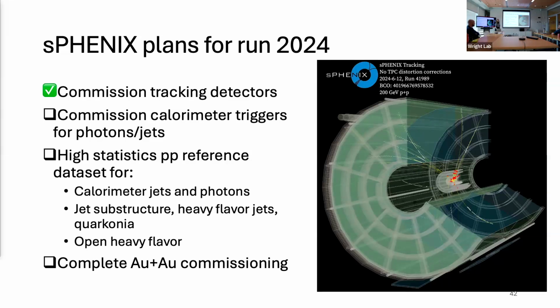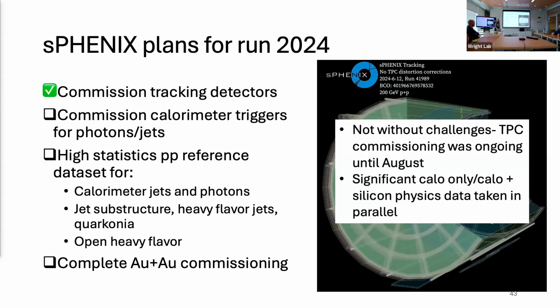But I know people here, at least some of you, are familiar with the RHIC run, and so you will not be surprised that this was not without challenges. The TPC commissioning hit some snags and was really ongoing until August. So this was most of the way through the run at that point, which means that we have a significant amount of data that is the calorimeters only, or the calorimeters plus the silicon tracking system. And so we actually took advantage of the fact that the TPC wasn't really working very well to really maximize these data sets. And you'll see in a minute that we got above and beyond our goal for calorimeter data.